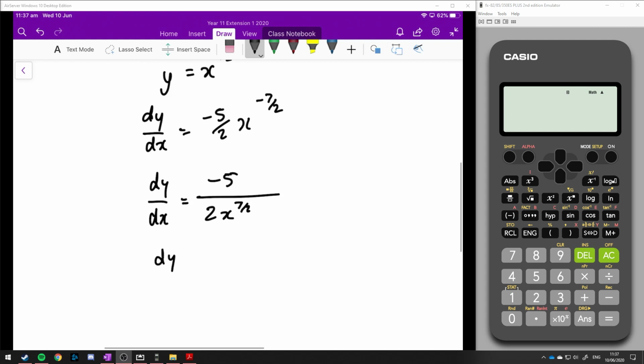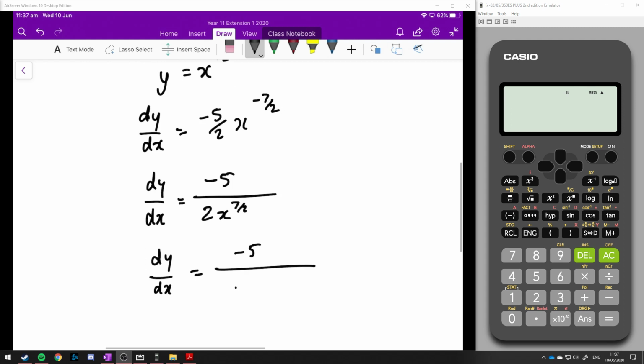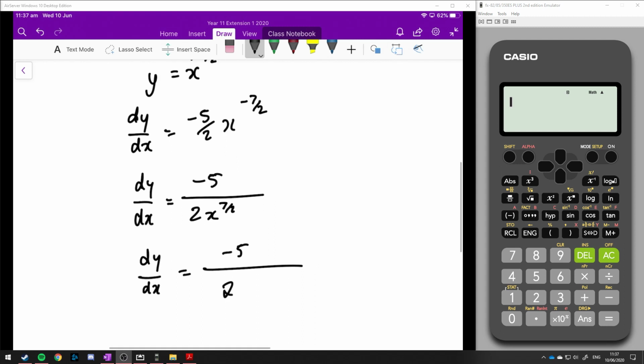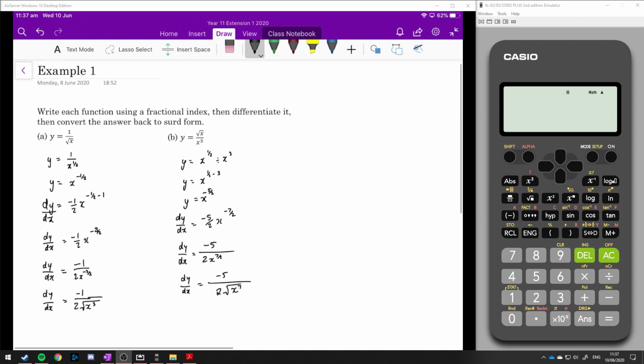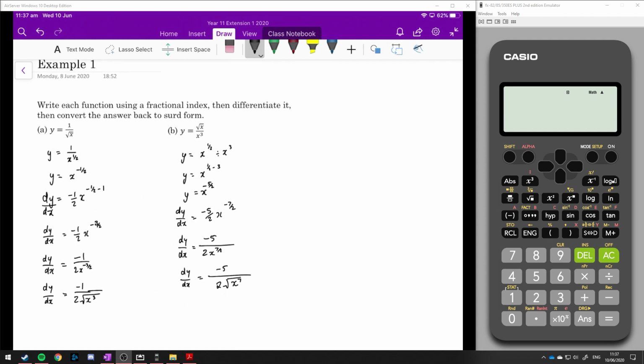So dy/dx is equal to negative 5 over 2. Now turning it back into surd form, the 2 is on the bottom, so it makes the square root, and it's going to be x to the power of 7 like that. So with that being said, that's the 2 derivatives for that bit done. So it's just converting them into index form and then turning them back into surd form as we go.